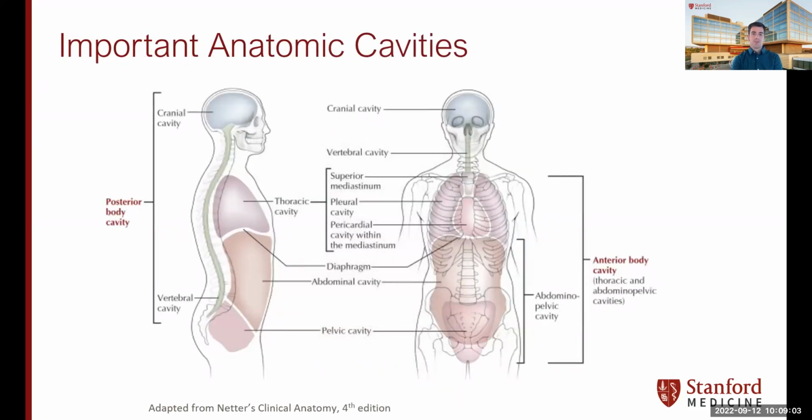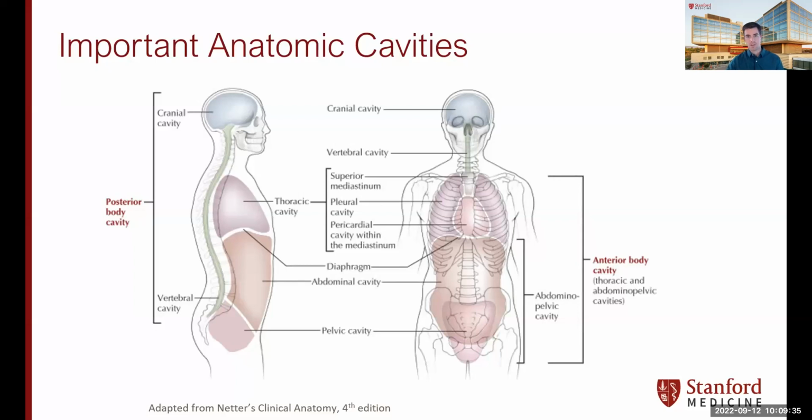Now, beyond just anatomic positions, there are really 3 important anatomic cavities. There is the cranial and vertebral cavity. There's the thoracic cavity, which contains the lung and the heart. And then there's the abdominal pelvic cavity, which contains the organs of the abdomen, right? So stomach, small bowel, large bowel, liver, kidneys, etc. And those 3 cavities make up well over 90% of our CT scans.